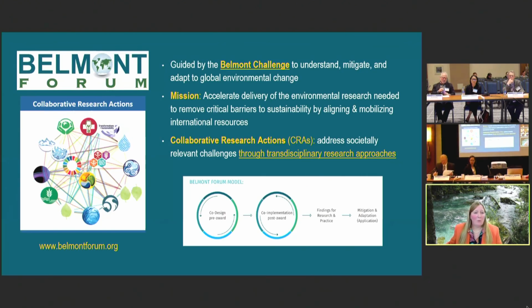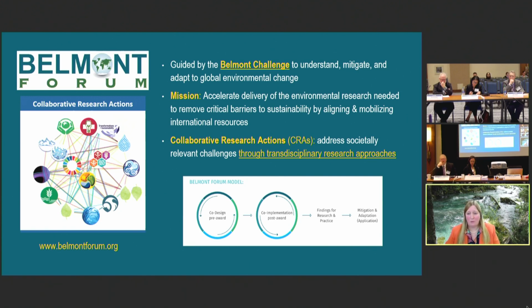We are guided by what we call the Belmont Challenge, and that is to understand, mitigate, and adapt to global environmental change issues. Our mission really is to lower barriers or remove barriers to international collaboration for groups to come together to focus on accelerating the delivery of environmental research that's needed to help us grow towards sustainability. And we do that by aligning and mobilizing international resources.